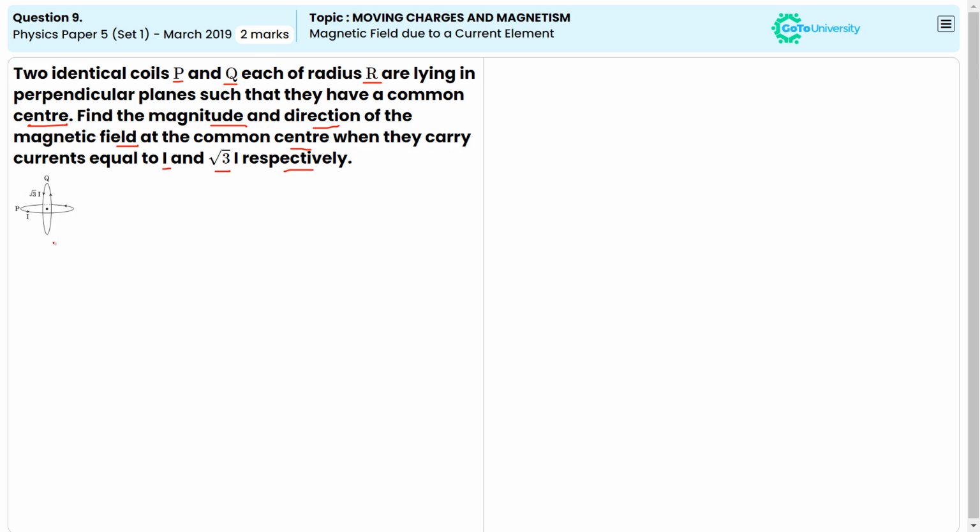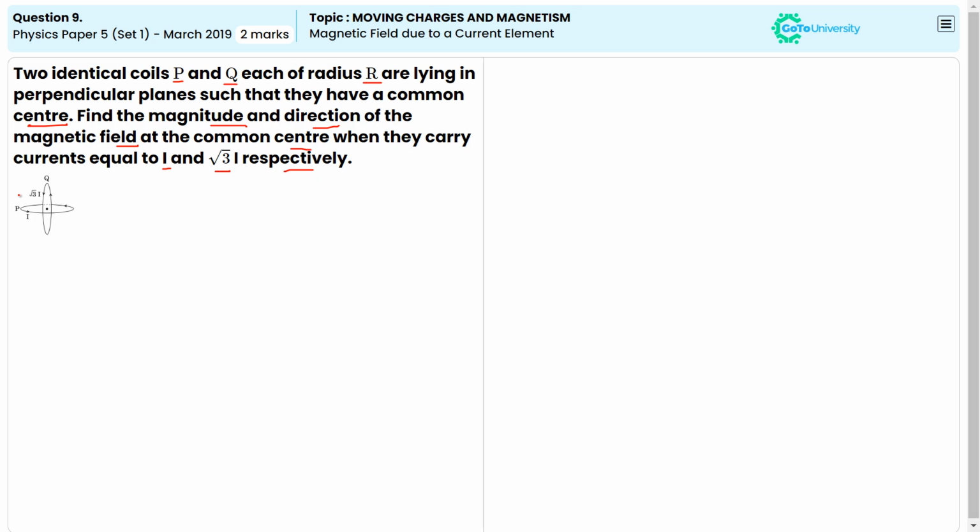Here we are given two coils. One is in the vertical direction, named Q, and the other is in the horizontal direction, named P. The current in the horizontal coil is I, and the current in the vertical coil is root 3 I. We need to find the magnetic field.